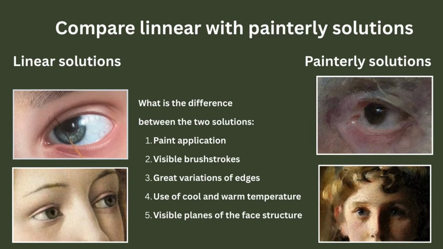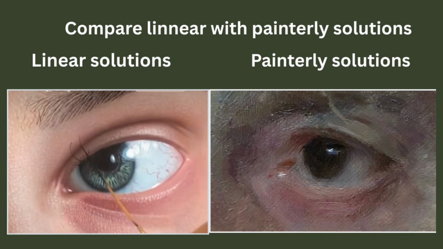If you want your eyes to look painterly, paint like a sculptor. Define planes turning in space rather than painting round forms. Leave defined brushstrokes. Don't blend. Use variations of edges. Use warm and cool temperature of color to change planes. And leave thick impasto paint when painting light.